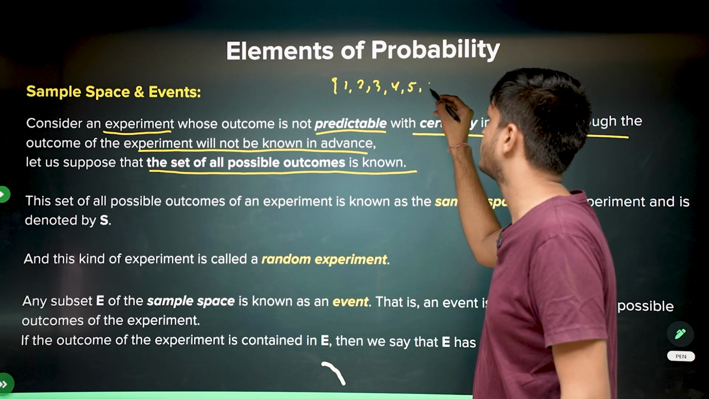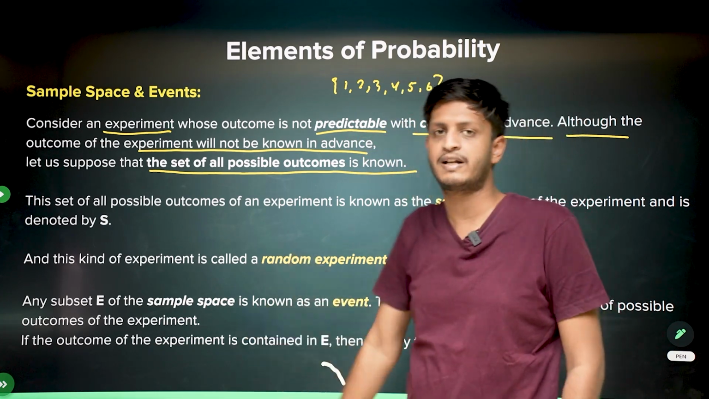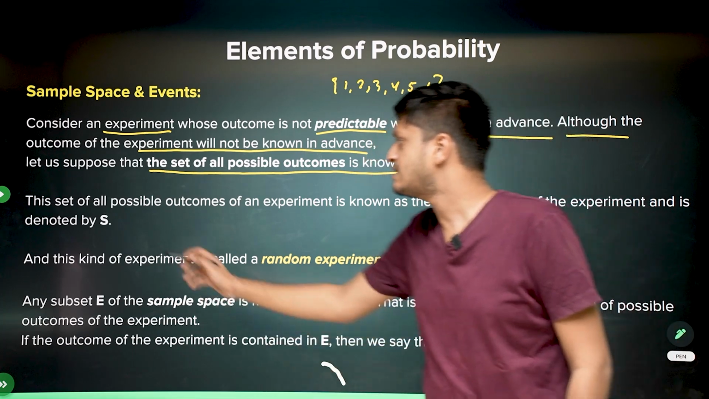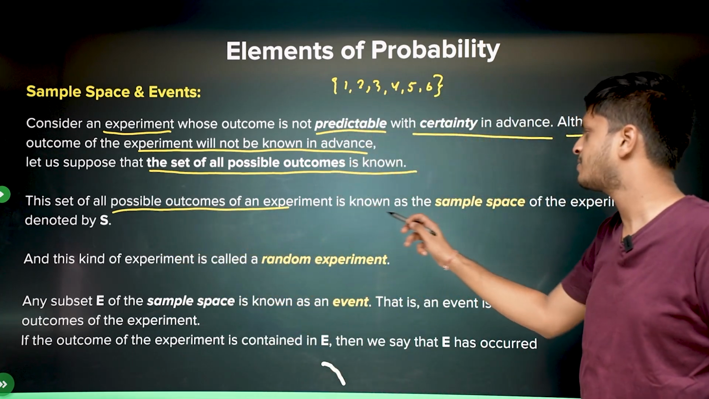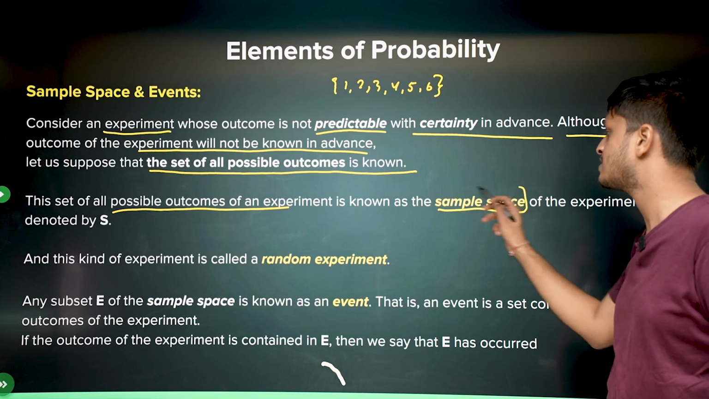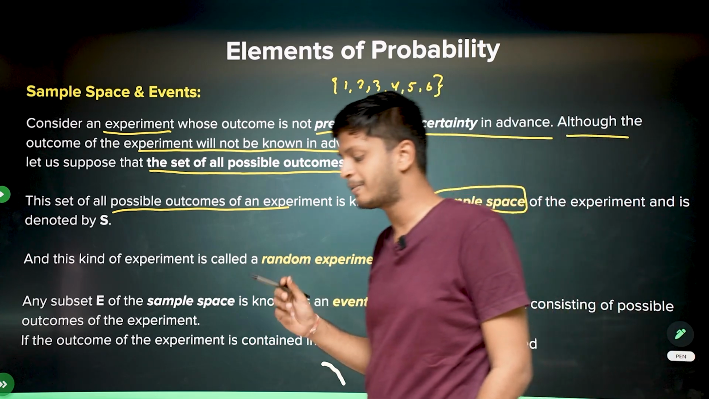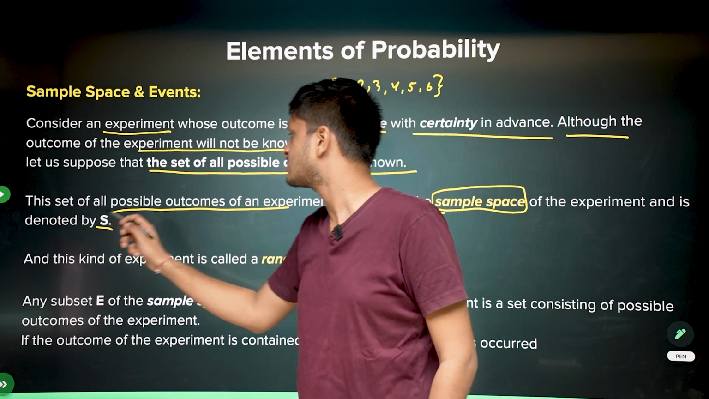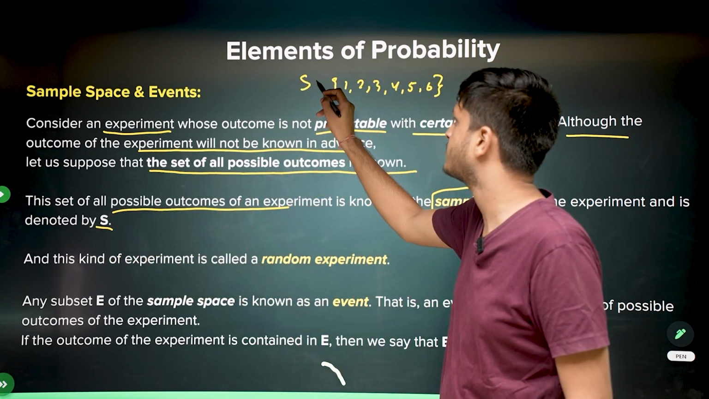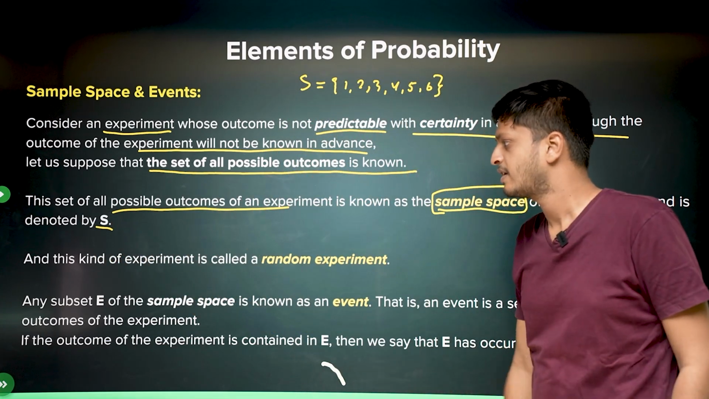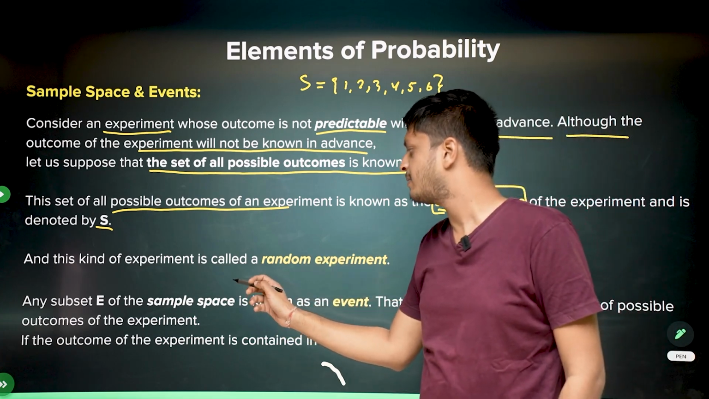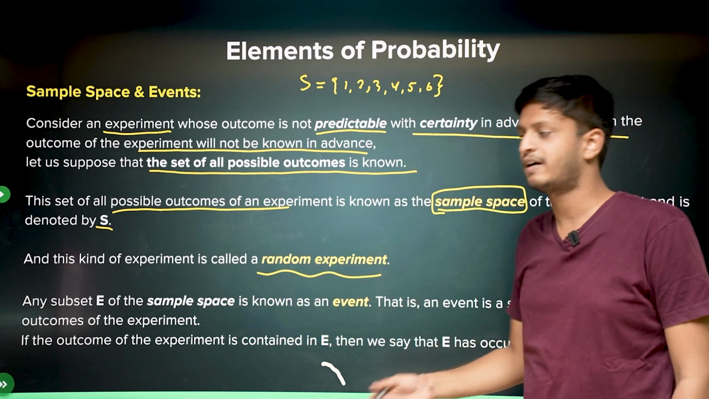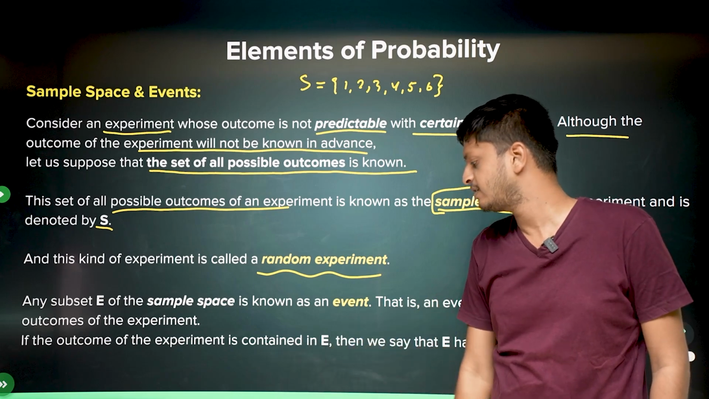This is my universe. This is a set of all possible outcomes that can happen. Now this set of all possible outcomes of an experiment is known as the sample space. This is called the sample space of the experiment, and is denoted by S. So this is my sample space of the experiment. And this kind of experiment is called a random experiment. It is random in nature, right? We don't know what will happen. It is random.